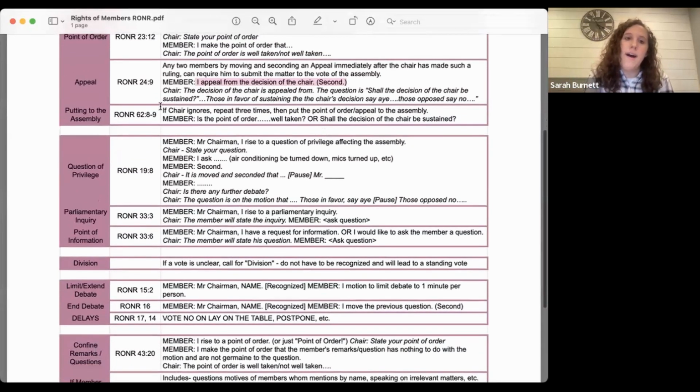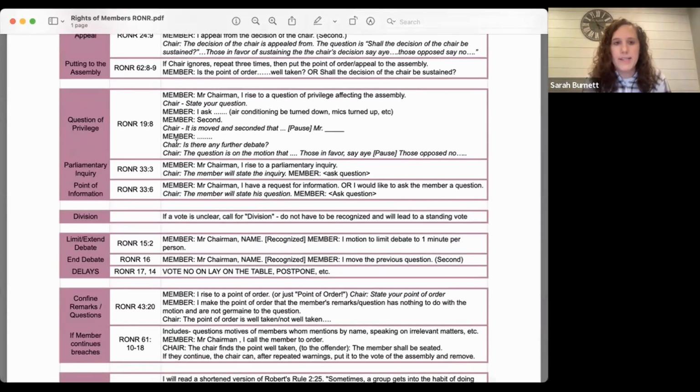There is one other thing, and I'm just going to briefly cover it. You can look it up in Roberts. If the chair is ignoring your point of order, you have the right to go directly to the assembly, turn around, face the entire assembly, and ask them to vote on it, because the chairman is violating your rights, and that shouldn't be happening. So that is the point of order. If you learn nothing else about Roberts, if you learn that, you'll be able to deal with most situations, and the rest comes in time as you keep practicing.